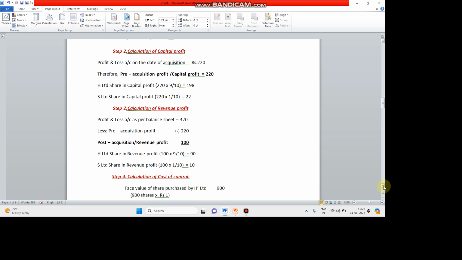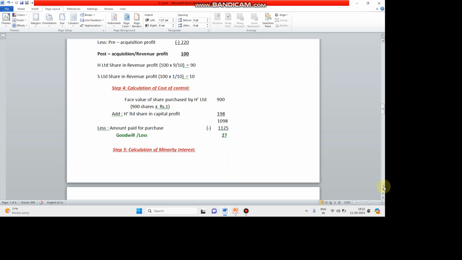Then step number 4, calculation of cost of control. In cost of control, we are going to find out either profit or loss. Here the holding company is acquiring the shares from the subsidiary company, and we check whether they are acquiring the shares out of profit or out of loss. The face value of the shares purchased by H Limited, 900 shares, each share value 1 rupee.